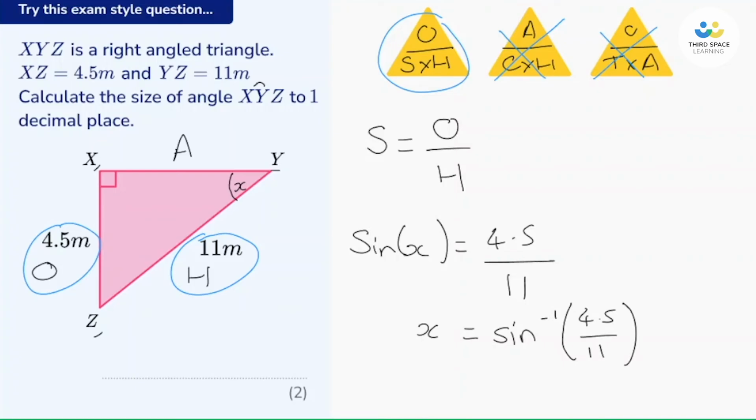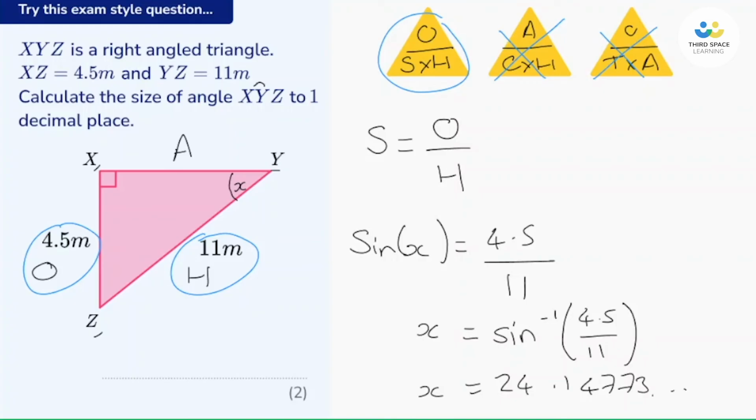Let's put this into the calculator. So let's press Shift and sine to get sine to the minus 1, and then in the bracket, 4.5 divided by 11. And we get x is equal to 24.14773... Always a good idea to write down a good number of decimal places.